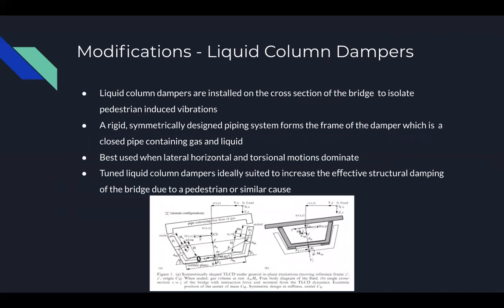The other type of modification we researched is liquid column dampers. Liquid column dampers are installed on the cross section of the bridge to isolate pedestrian-induced vibrations. They're best used when lateral, horizontal, and torsional motions are dominant. In the image below, you can see the structure of the damper. The basic idea is that since it's a sealed tube liquid column damper and the gas spring effect must be taken into account, the damper is ideal for damping the vibrations in low frequency bands up to about 5 Hertz.